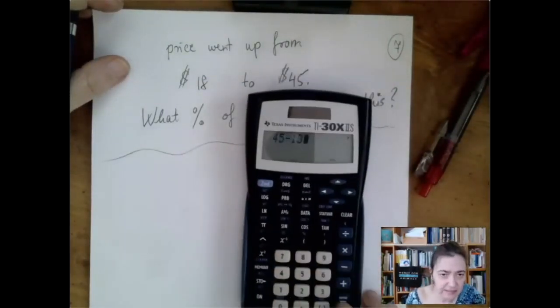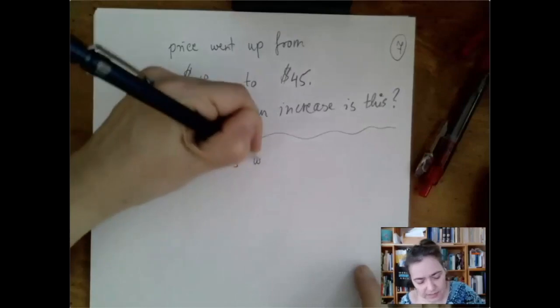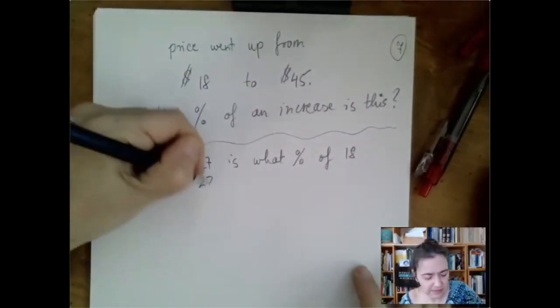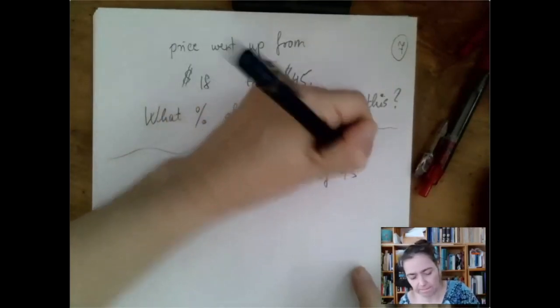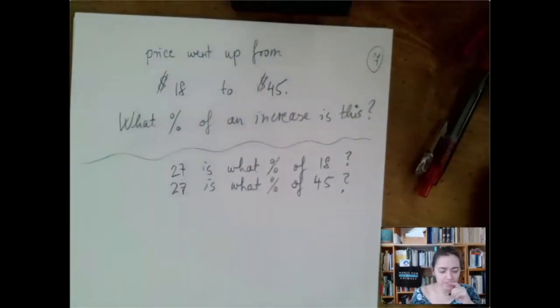45 minus 18 is 27. So 27 is what percent of 18? 27 is what percent of 45? These are two different questions, and we can compute them both, right? But the question is, and this is something not math, it's a matter of convention. People agreed before us. What do we do when we're asked to compute this increase from 18 to 45? What percent of an increase is this? What do we compare that change to?